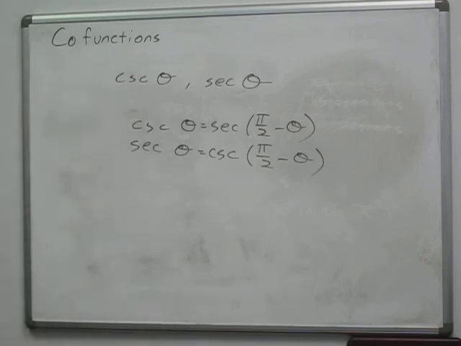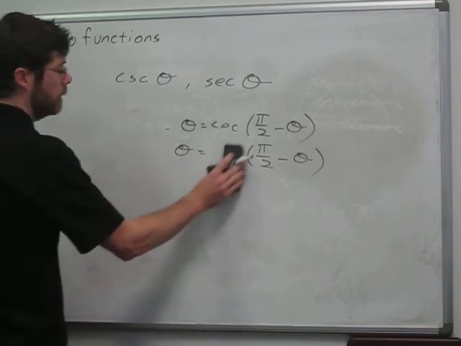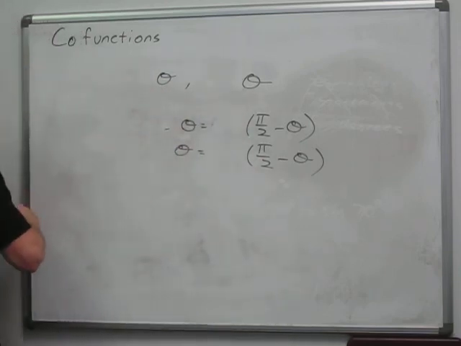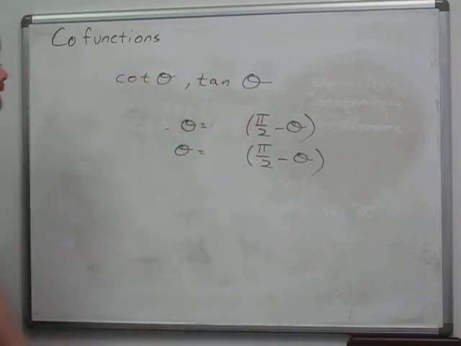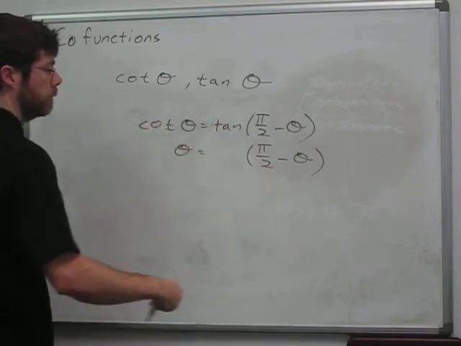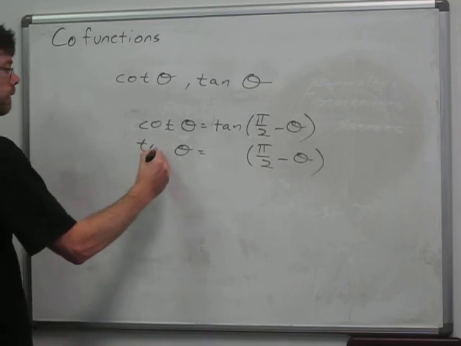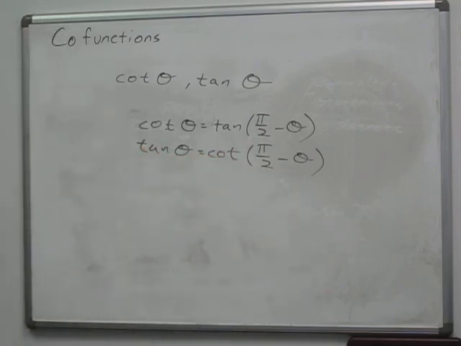And then the same idea in the other order, right? So cosecant and secant are cofunctions. And not surprisingly, cotangent and tangent are cofunctions. So the cotangent of an angle is the tangent of pi over 2 minus that angle. And again, an analogous statement holds below.